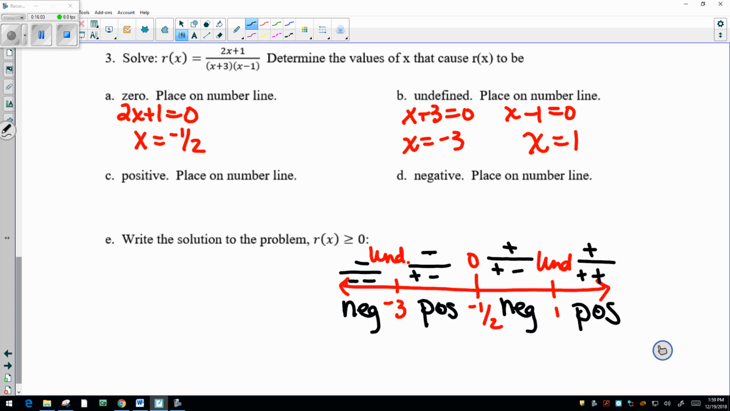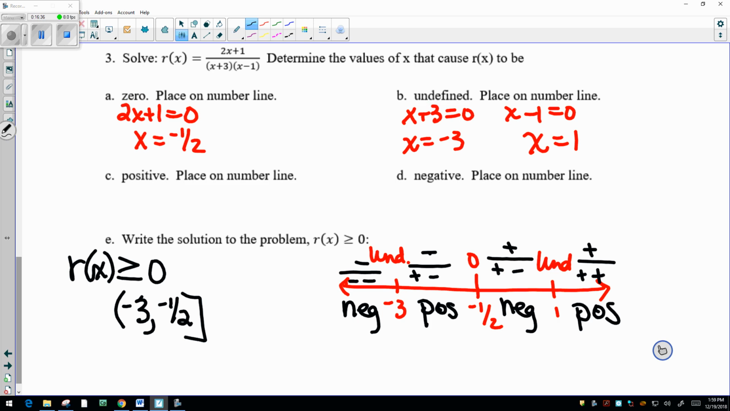So now we've done our negatives, we've done our positives. We're going to write the solution to the problem. So I want to know, where is this function either greater than or equal to 0? Okay, so the first section of the graph is negative, so that's not going to work. -3 is undefined, that's not going to work. But now I start with something positive. That's a greater than section. So I can't include -3, but we're going to start there. And we're going to go to -1/2, and I can include -1/2 because it equals 0.